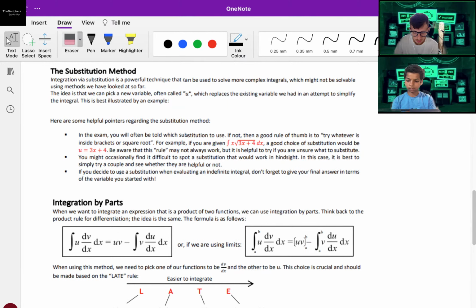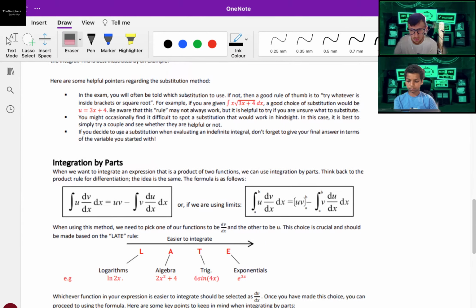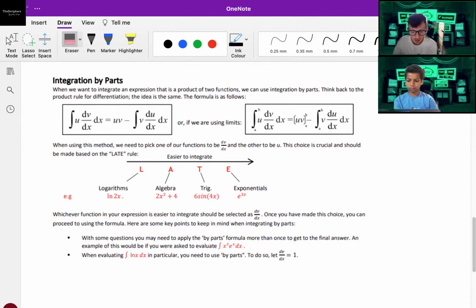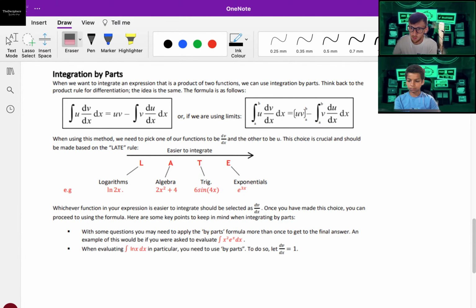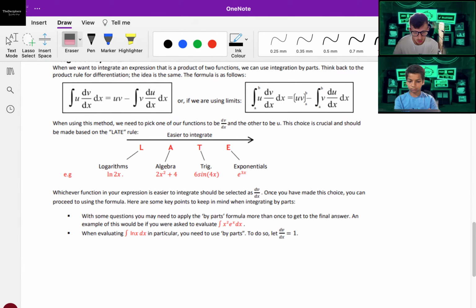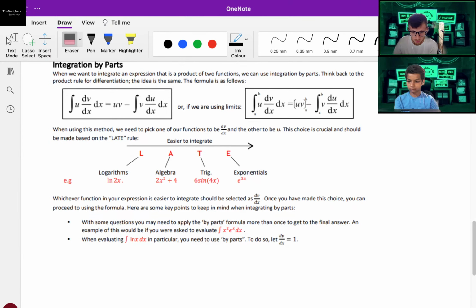And then finally, the last method that we're going to talk about and then get onto the examples is integration by parts. It's essentially the product rule, but used for integration. So when we want to integrate an expression that is a product of two functions, we use integration by parts. And it's just derived from the product rule for differentiation. So if you're integrating a product of two functions, we're going to set one of those functions to be u, and then the other one to be dv dx or v prime. And we're integrating them both with respect to x.